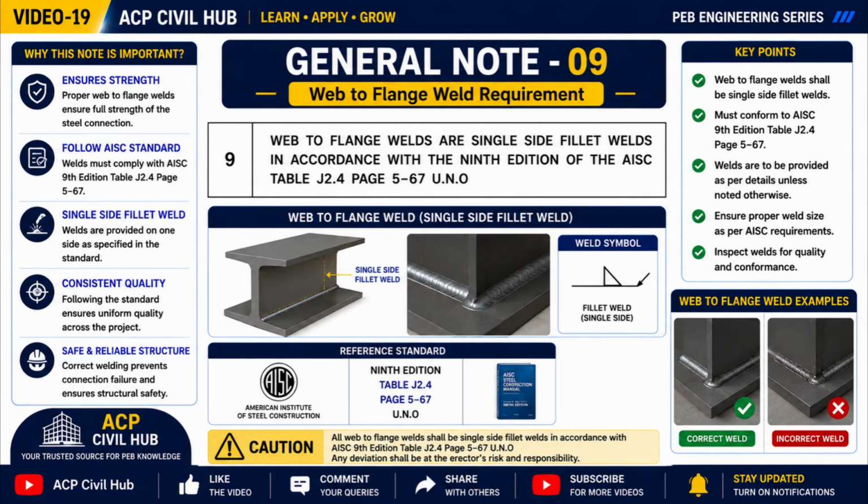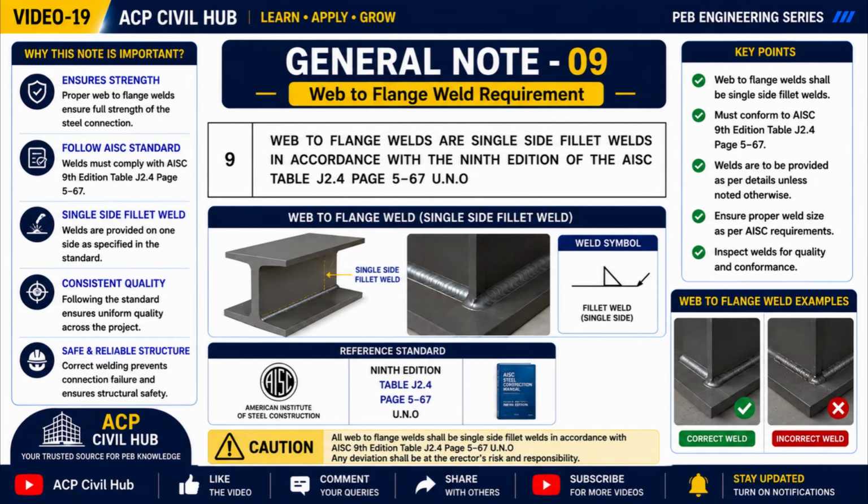The web is the vertical plate of the section, while the flanges are the horizontal plates. The fillet weld joins these components together, allowing the section to act as one structural member and safely transfer bending and shear forces. Using the specified weld type and size is very important.